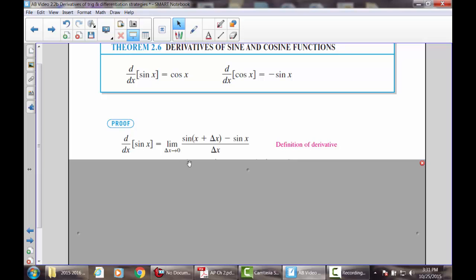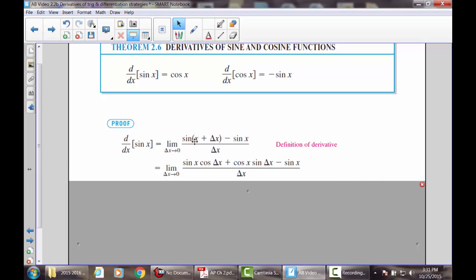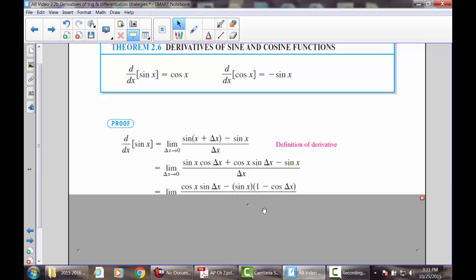So, obviously, our f of x plus delta x, if we're dealing with sine x, is sine of x plus delta x minus f of x, which is sine x. And now they use the sum property of a sine. Remember, the sine of a plus b equals sine a cos b plus cos a sine b. Then they rearrange things a little bit. They take this second term, move it to the front, and then they have minus sine x plus sine x cos delta x.